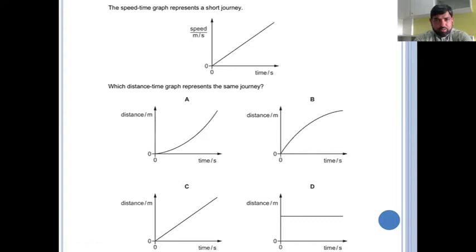Okay, a speed time graph represents a journey. Which distance time graph represents the same journey? The speed time graph gives a constant acceleration, increasing speed. So increasing speed means it cannot be option C, it cannot be option D, and it cannot be option B, because that's giving us decreasing speed. But we have an increasing speed, so option A, that is giving us increasing speed, meaning acceleration.